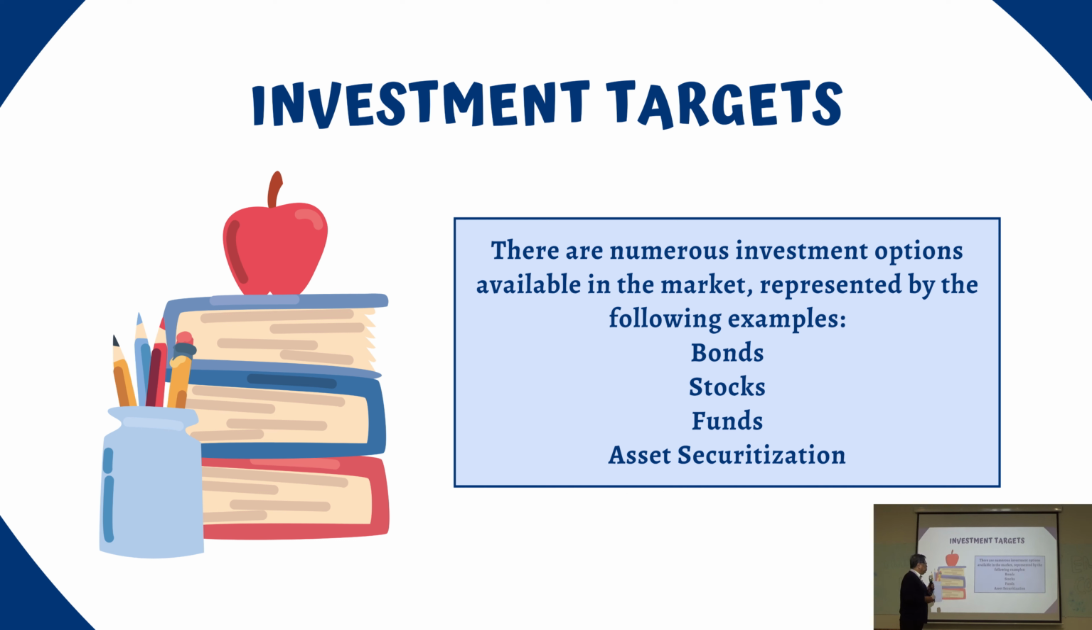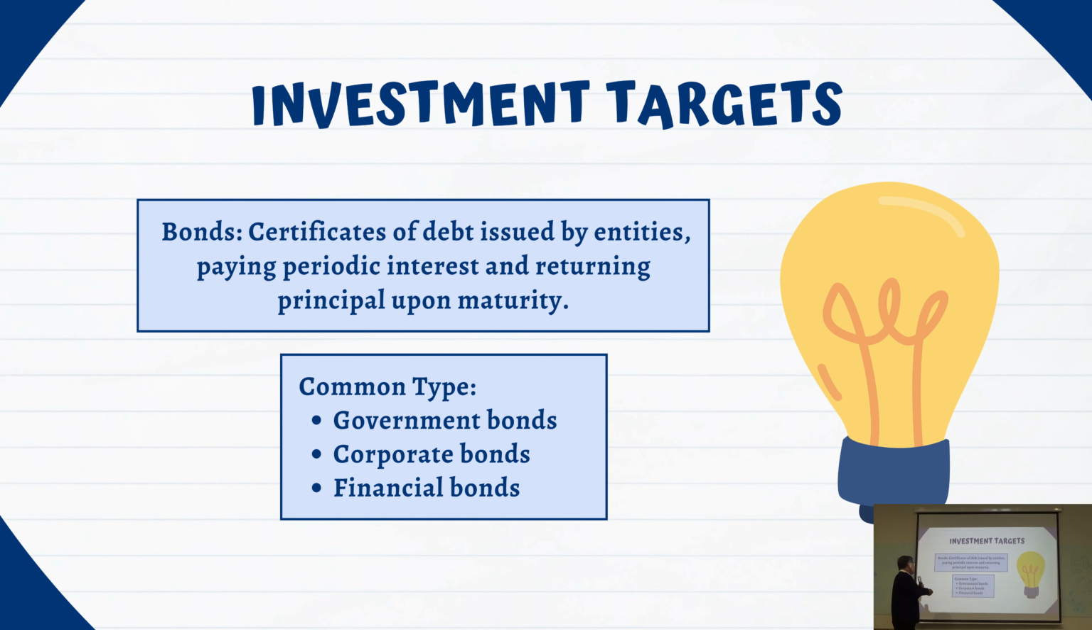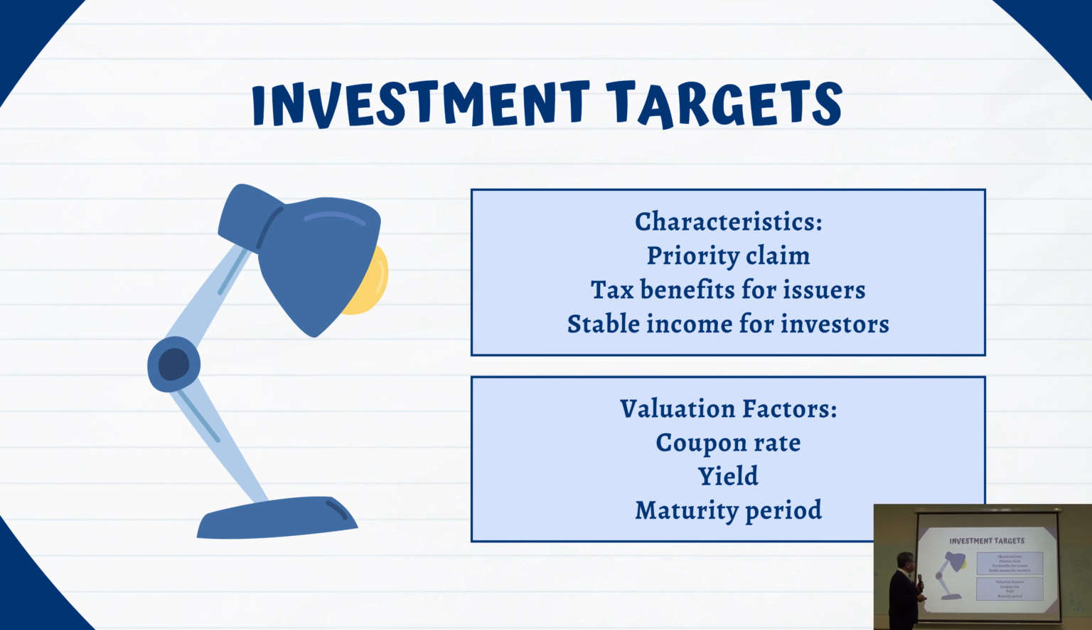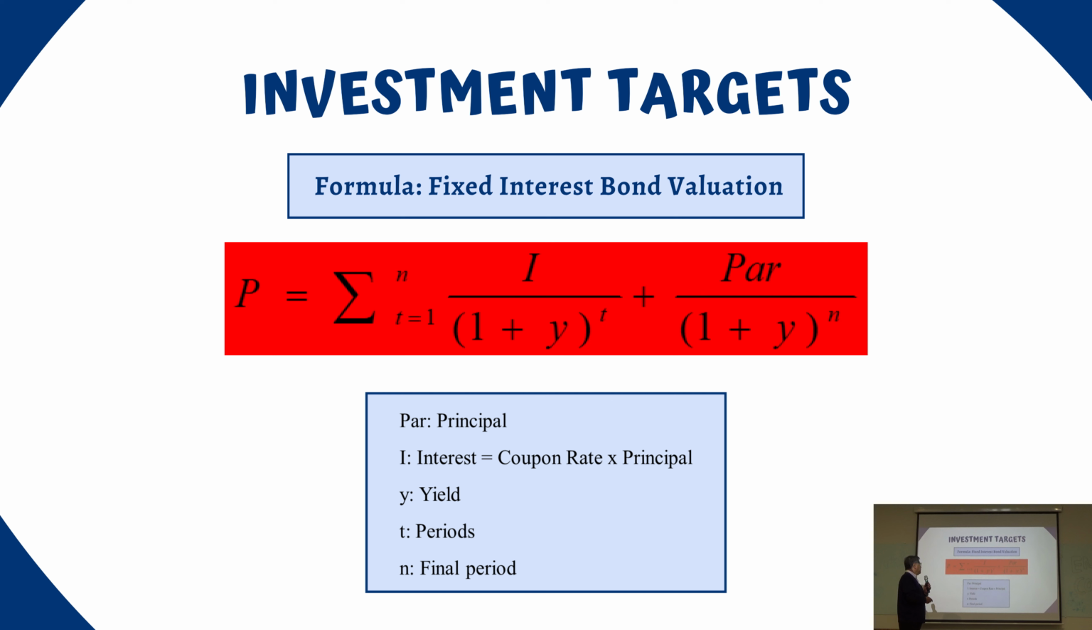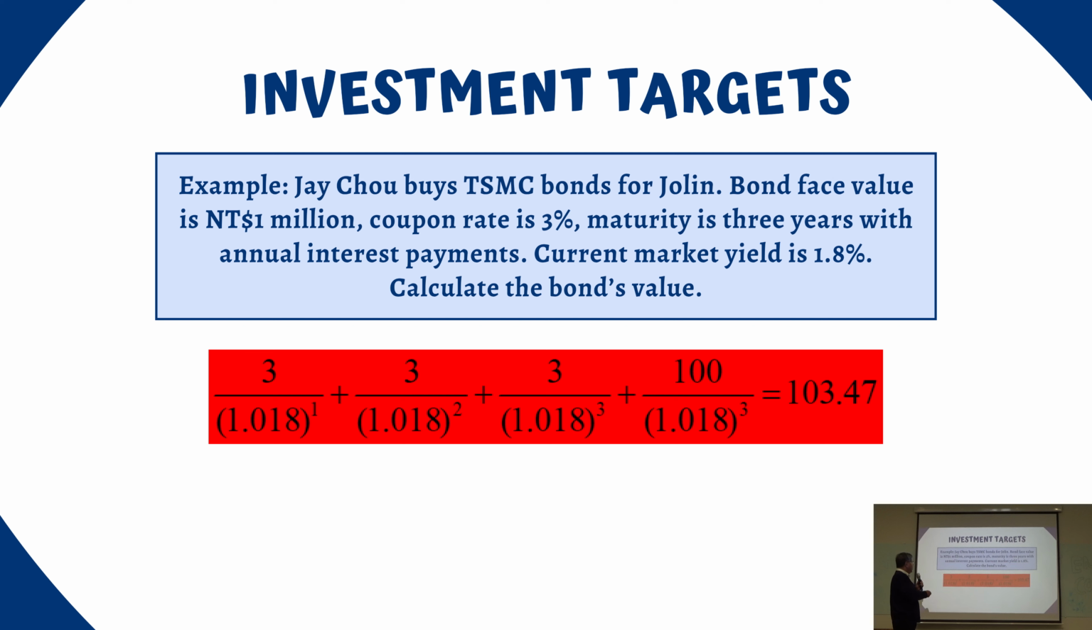So, investment, you can do similar things for bonds, for stocks, for mutual funds, and you can even do asset allocation and securitization. These are the types of bonds you can invest in, like government bonds, corporate bonds, or financial bonds. This is the coupon rate you should learn in bonds. And this is the typical formula we use to evaluate a bond.